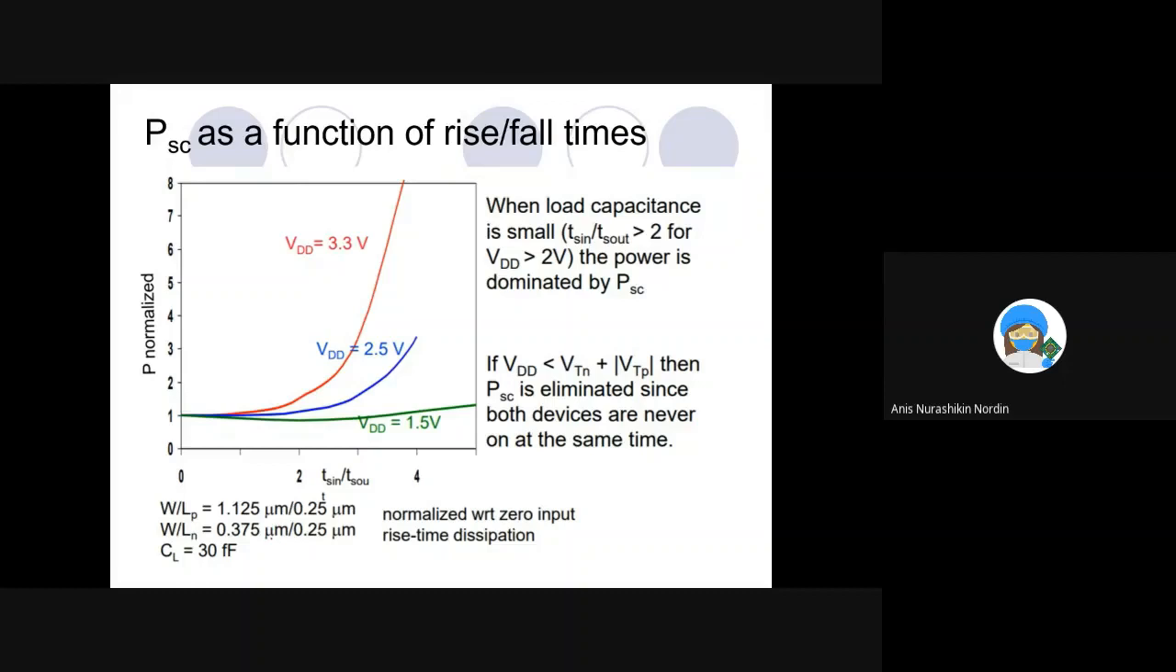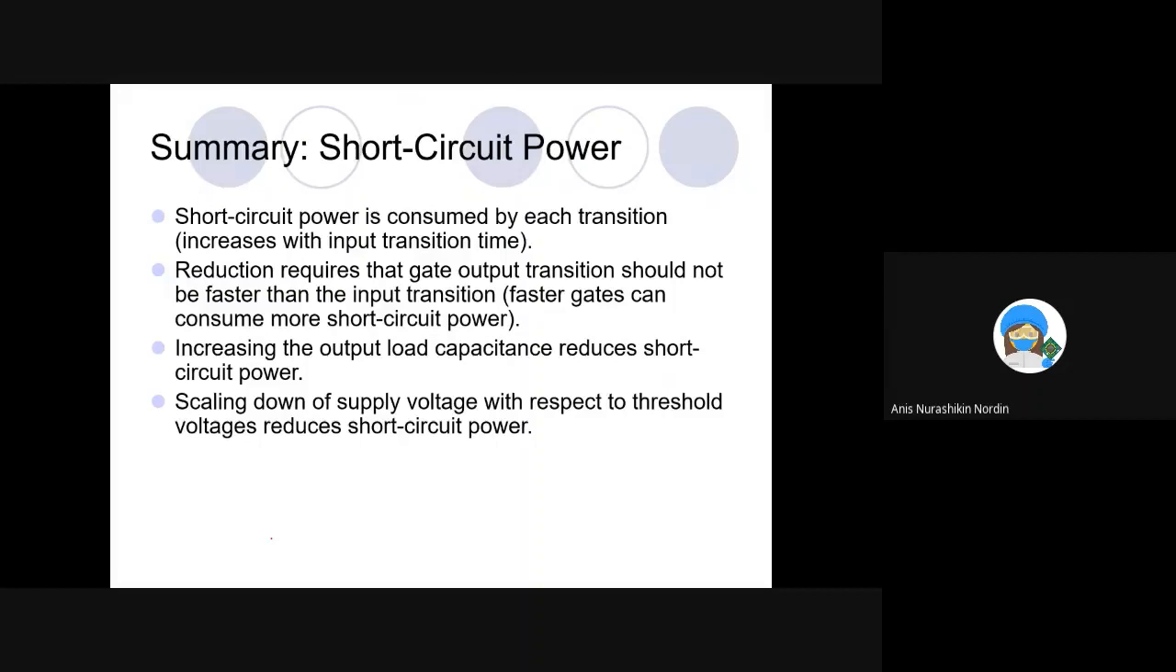All right. Okay. So the summary, short circuit power is consumed by each transition, and increases with input transition time. Okay, reduction requires the gate output transition should not be faster than the input transition, or the output fall time should not be faster than the input rise time. Okay, so you want it to be equal. Increasing output load capacitance reduces short circuit power, and scaling down the supply voltage with respect to threshold voltage reduces the short circuit power.